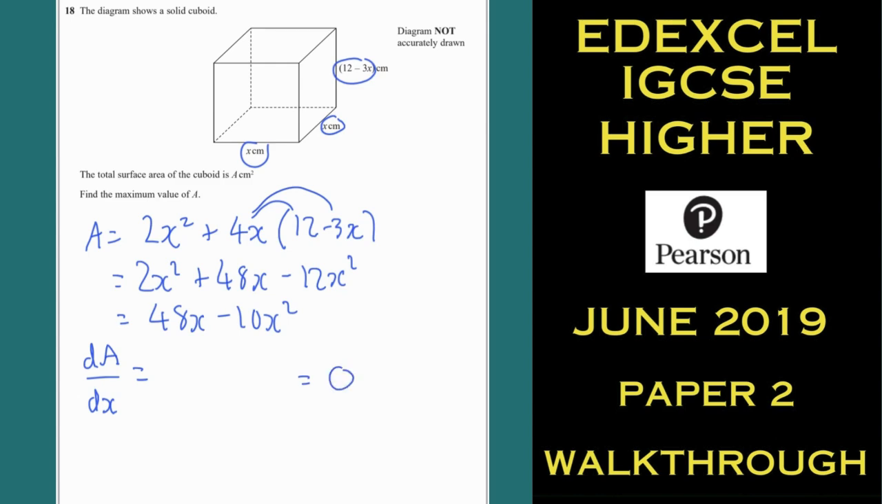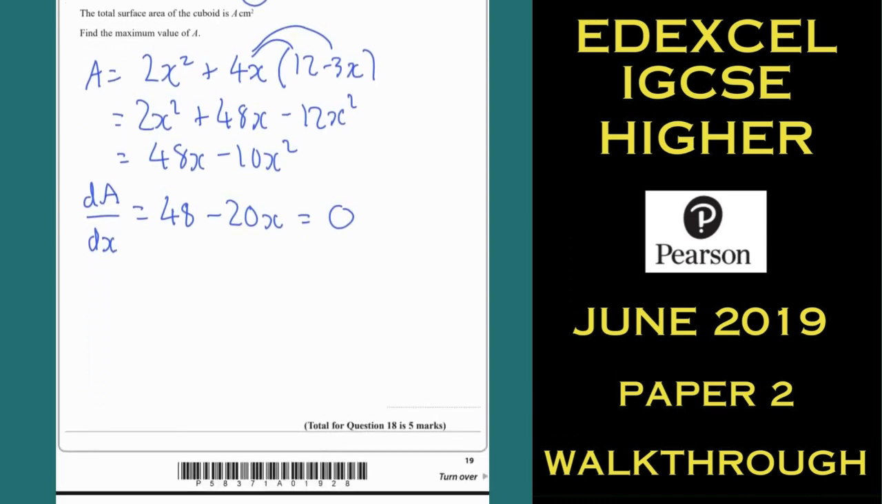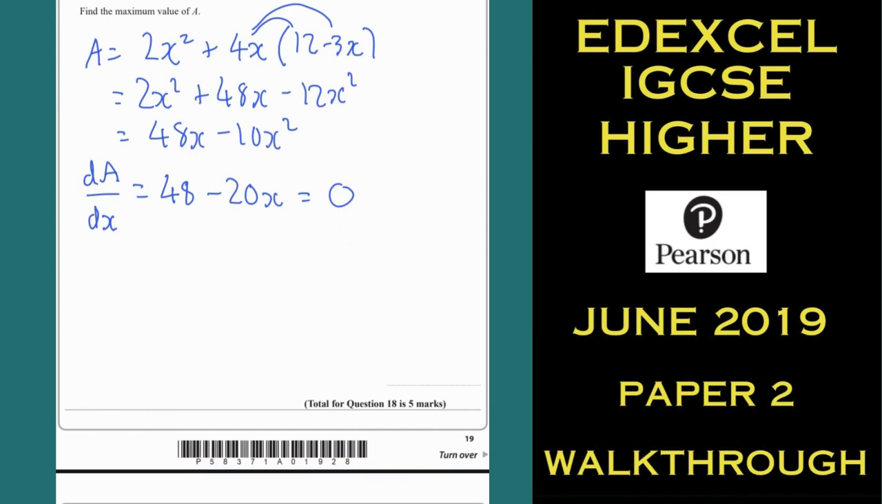So when you differentiate 48x, you go to 48, and when you have a power, you bring the power down is the phrase, so 2 times 10 is 20, and you subtract. What have I done? I'm saying it, I'm not doing it. You subtract 1 from the power, so it's just an x. And now it's just a case of solving. So adding 20x to both sides, dividing both sides by 20, I get the value of x to be 2.4.